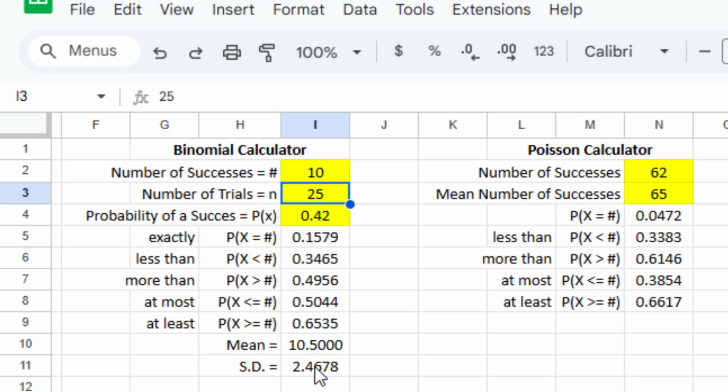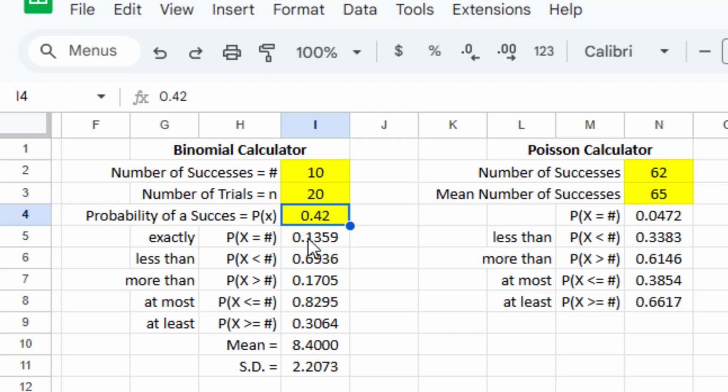You'll notice that the mean and the standard deviation didn't change because those are based solely on the number of trials and the probability of a success. If I were to change one of those, then you'll see that everything changed, including the mean and standard deviation. And that's just a standard format of what we'll call an Excel quote-unquote calculator, right? Something that can calculate things over and over for us.